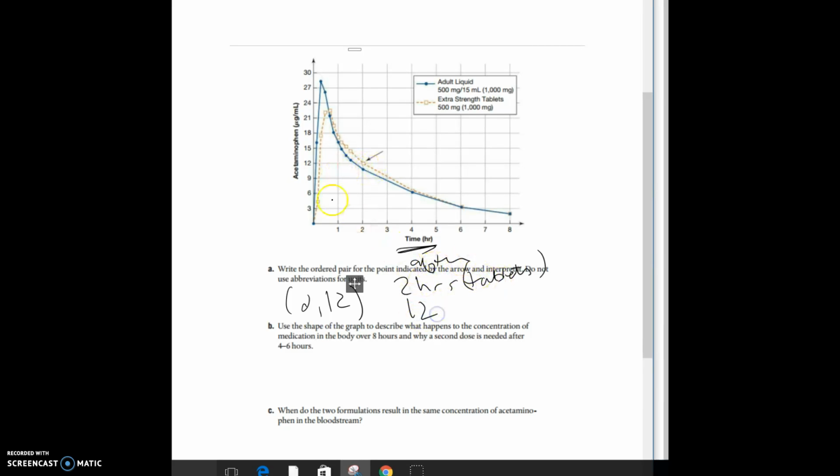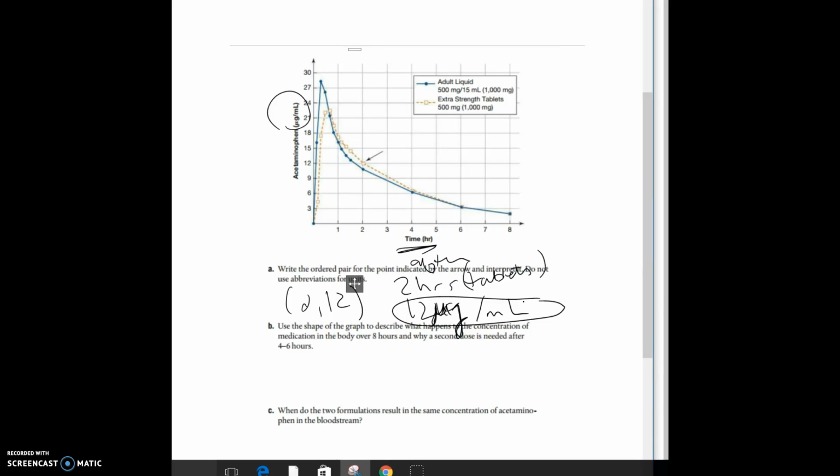So what's the label on 12? Well, this is micrograms, which you might not, that's not a U, it's like a mu, it's kind of a Greek symbol. So micrograms per milliliter. So that's actually how much of it's still in your blood. Like if we did a blood draw and we measured the chemical or the medicine in your blood, this is the concentration that would be in a milliliter of blood. 12 micrograms per milliliter.